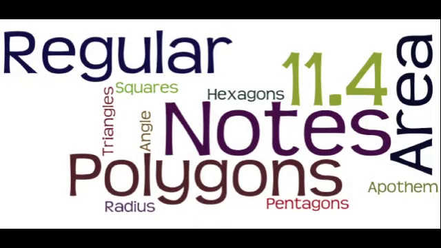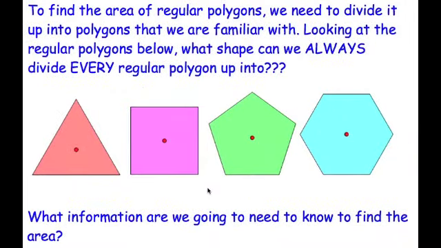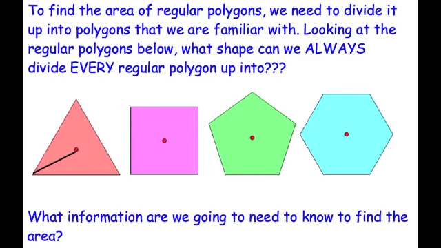Notes 11.4, finding the area of regular polygons. Okay, so to find the area of regular polygons, we're going to need to divide it up into something that we're used to. Looking at the 4 regular polygons on the screen, what do you notice we could divide each one up into? As you can see, I'm dividing it up into triangles.